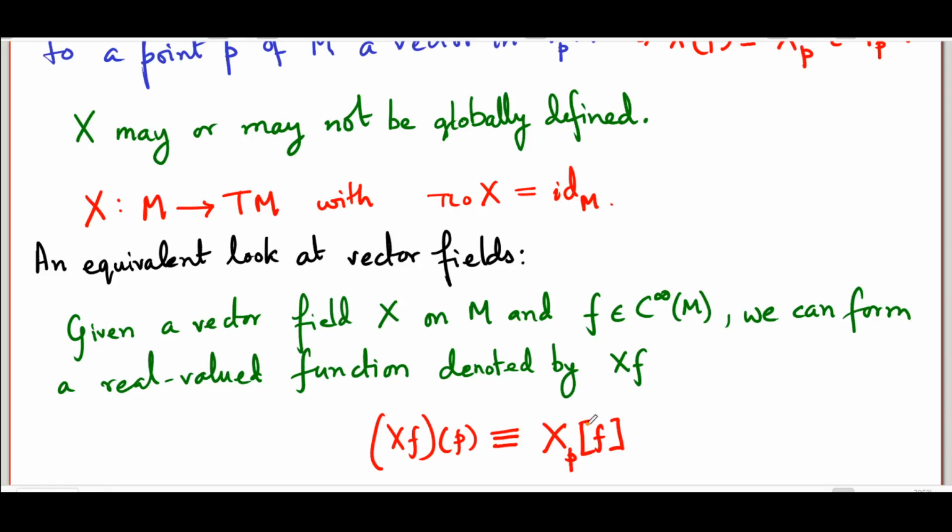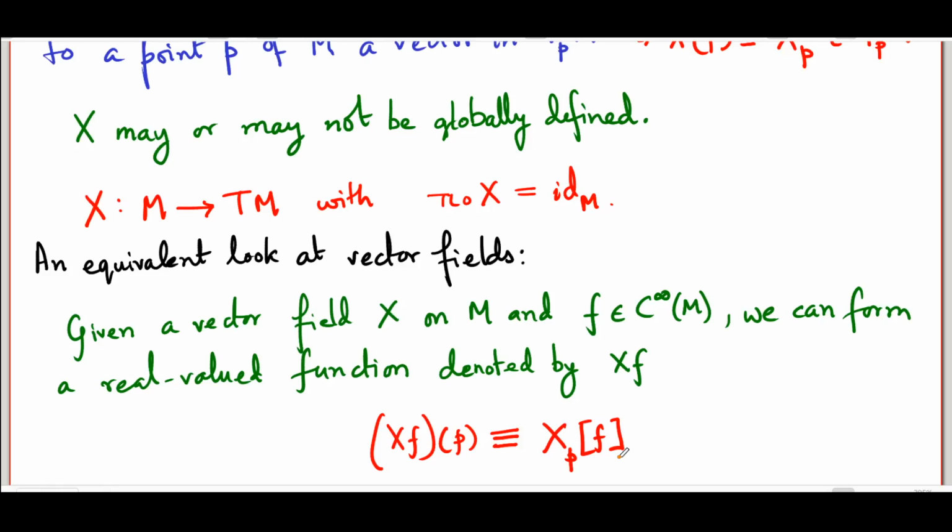Since X_P is a functional, this whole thing here on the right hand side is a number. So Xf takes in a point P of the manifold, produces a number, which is exactly what a function on M is supposed to do. So in this avatar, what X does is that it takes in a smooth function and produces a function.